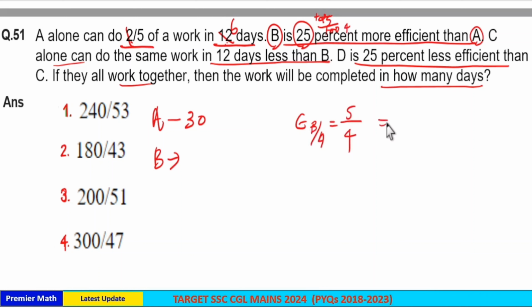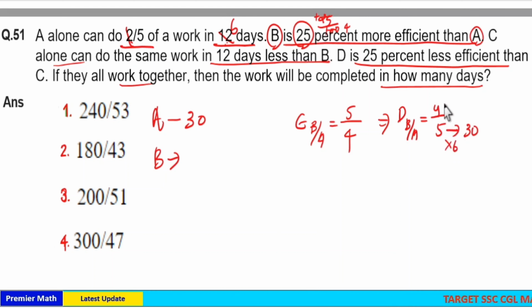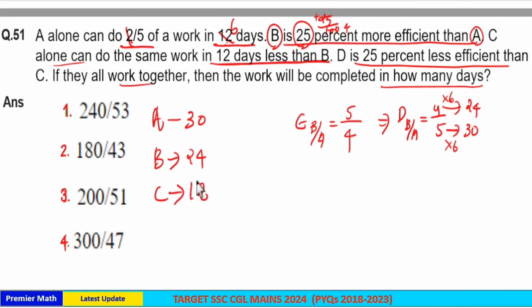Then we need the days ratio of B and A, which is the reverse of the efficiency ratio, 4 by 5. Now here 5 part is given as 30, since A can complete the work in 30 days. So 5 part is equal to 30 means 5 into 6 is 30. Then 4 part is equal to 4 into 6, 24. So B can complete the work in 24 days. Now C takes 12 days less than B. So 24 minus 12 is 12 days. So C completes the work in 12 days.